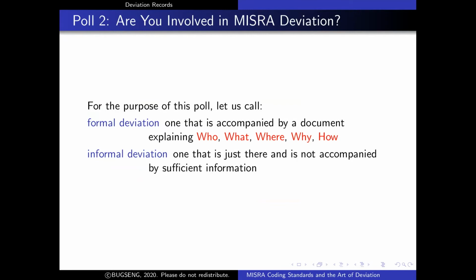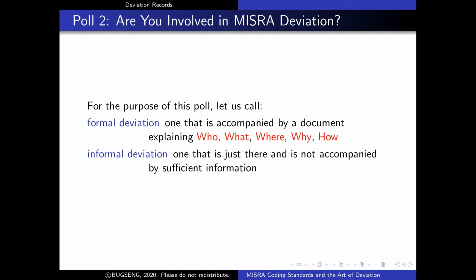Okay, so time for another poll. For the purpose of this poll, where we ask if you are involved in MISRA deviation, let's say that formal deviation is, even though it is done in a format which is very different from the example I had just shown, a deviation that is accompanied by a document explaining who, what, where, why, and how. And let's call an informal deviation a deviation that is just made without accompanying information.